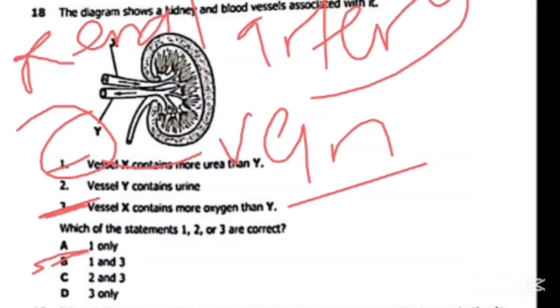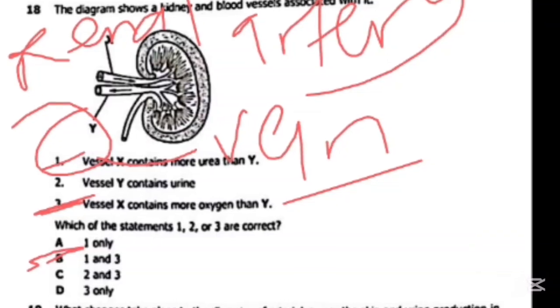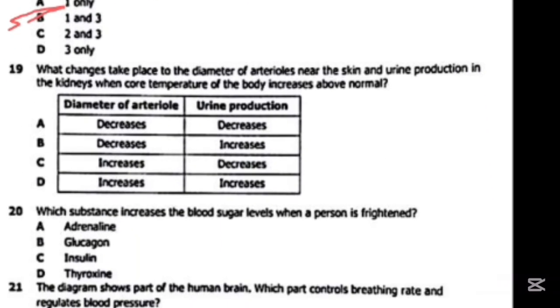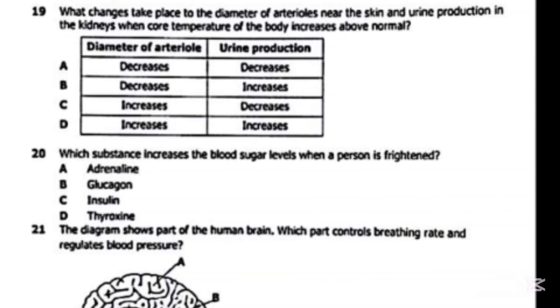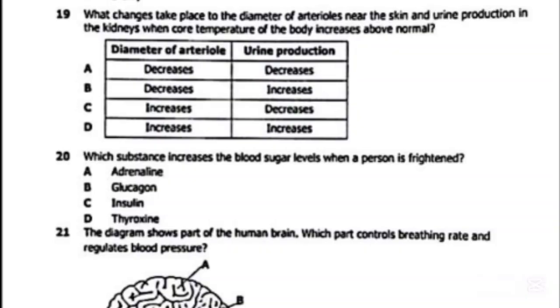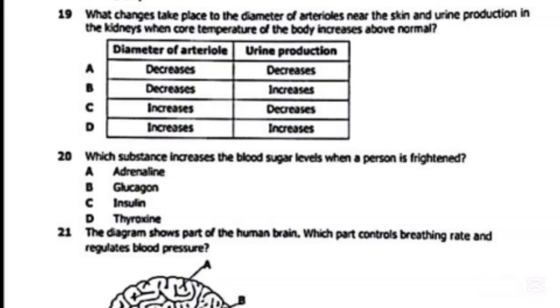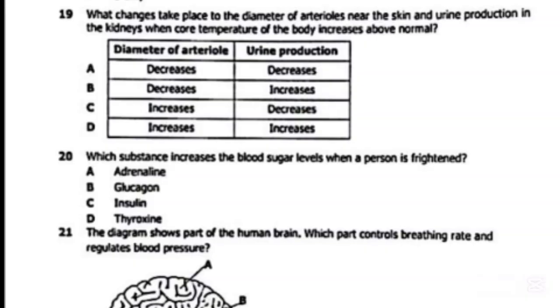Moving on to question 19. What changes take place in the diameter of the arteries near the skin and urine production in the kidneys when the core temperature of the body increases above normal?